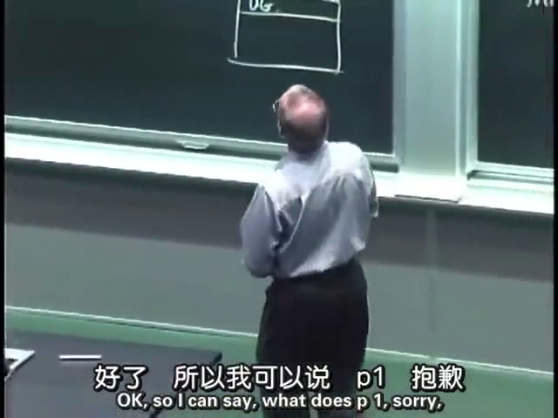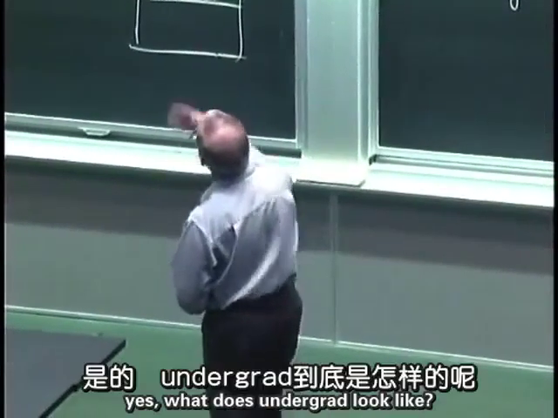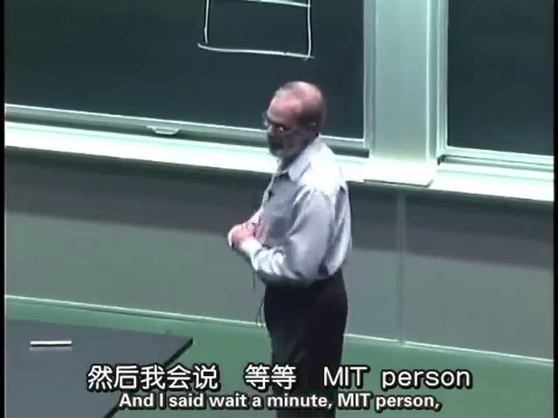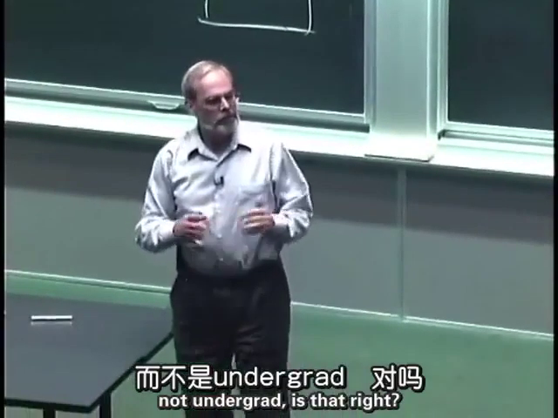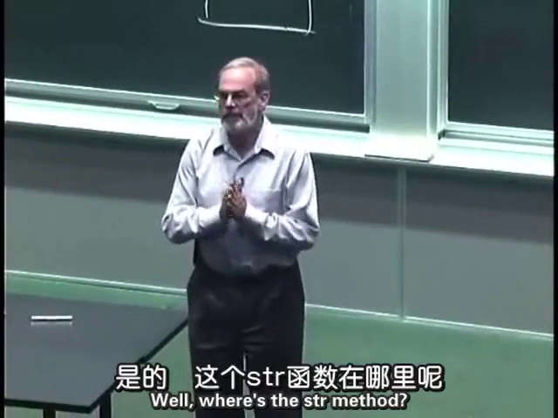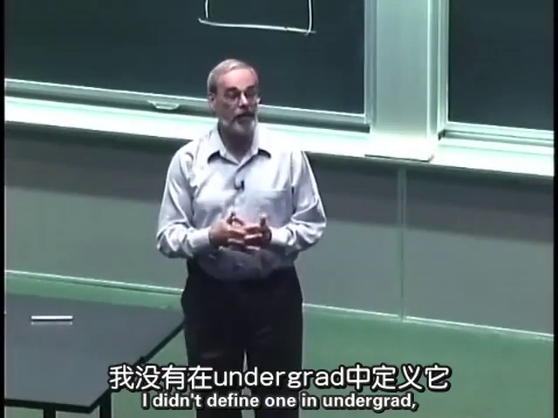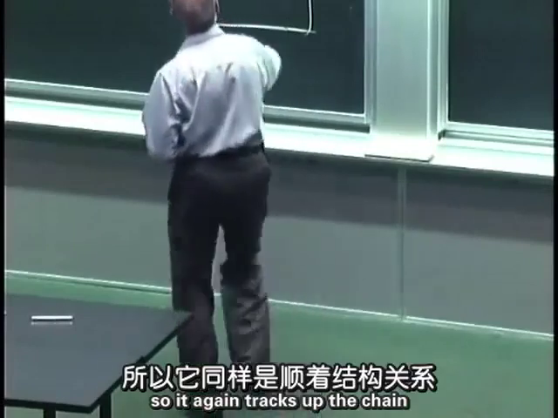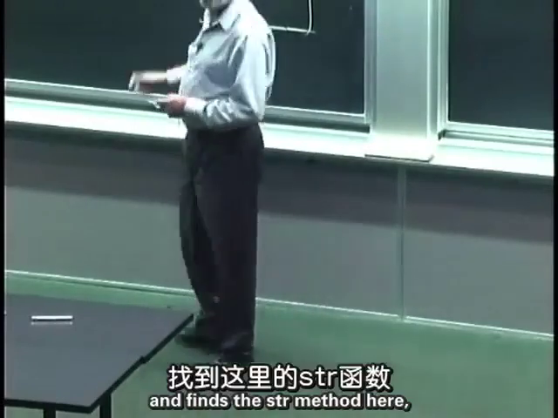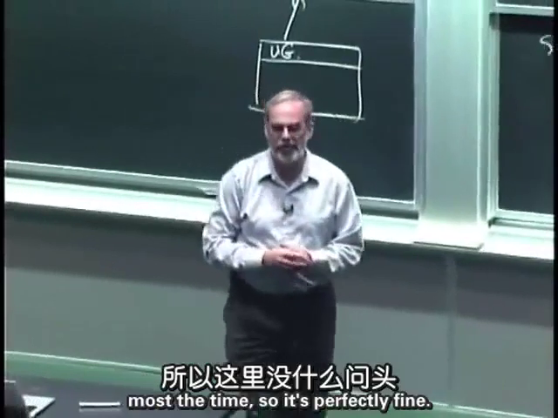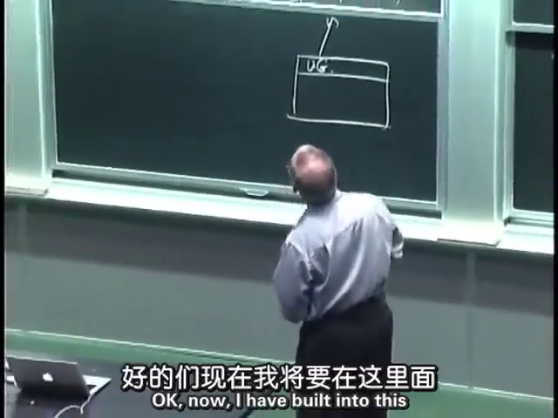Okay, so I said I can say, what does undergrad look like? And it said, wait a minute, MIT person, not undergrad. Is that right? Well, where's the str method? I didn't define one in undergrad, so it again tracks up the chain and finds the str method here. So it's okay, undergrads are MIT people most of the time, so that's perfectly fine.